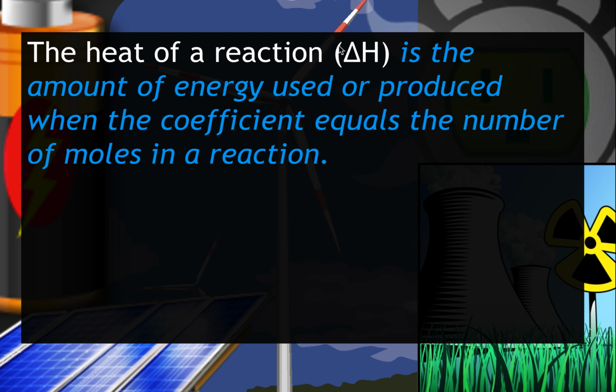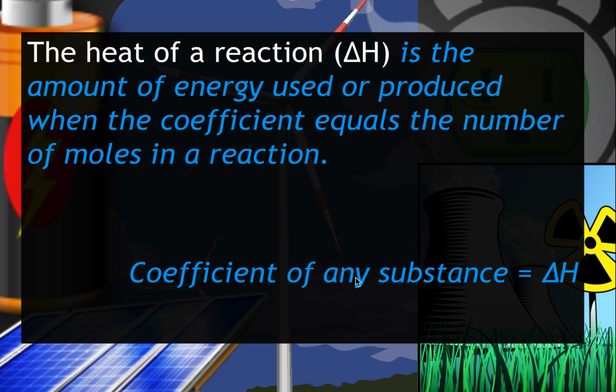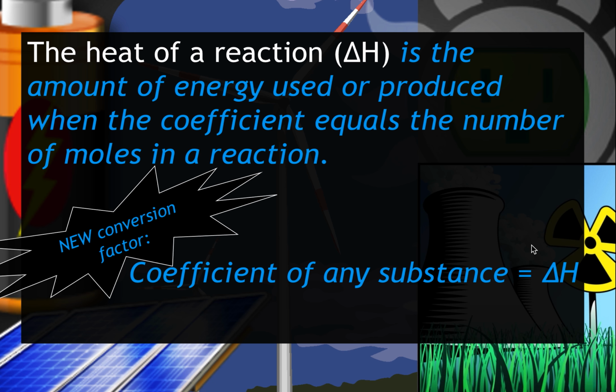The heat of a reaction, or the change in the energy, is the amount of energy used or produced when the coefficients equal the number of moles in a reaction. And we'll take a look at this a little closer. The coefficients of any substance will equal that delta H. So if we have a coefficient of 2 in front of, let's say, water, that will equal the total delta H. This can be used as a new conversion factor. We'll be looking at, say, 2 moles will produce this much energy or will need that much energy.